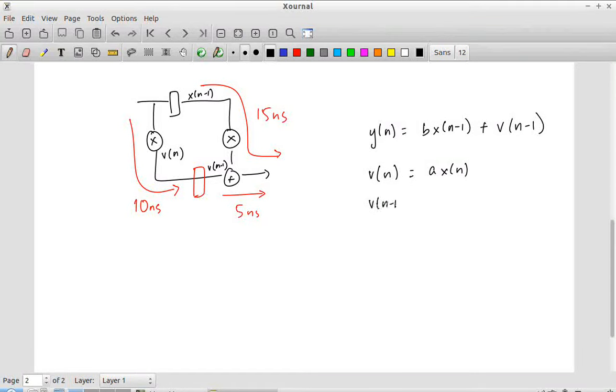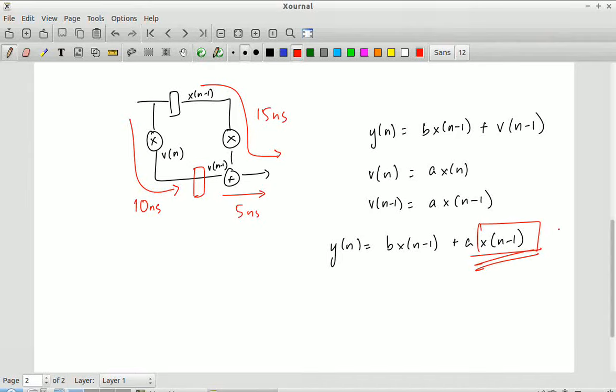But v of n is equal to a times x of n. So v of n minus 1 is a times x of n minus 1, assuming this is a time invariant system. Substituting this back over there, what we get is y of n equals bx of n minus 1 plus ax of n minus 1. This is wrong. Why did that happen? Because we only introduced one register somewhere in the path. What you need to do when you are introducing registers like this for pipelining is to make sure that the path gets balanced. If there is a branch somewhere, then on both sides of the branch you introduce registers.